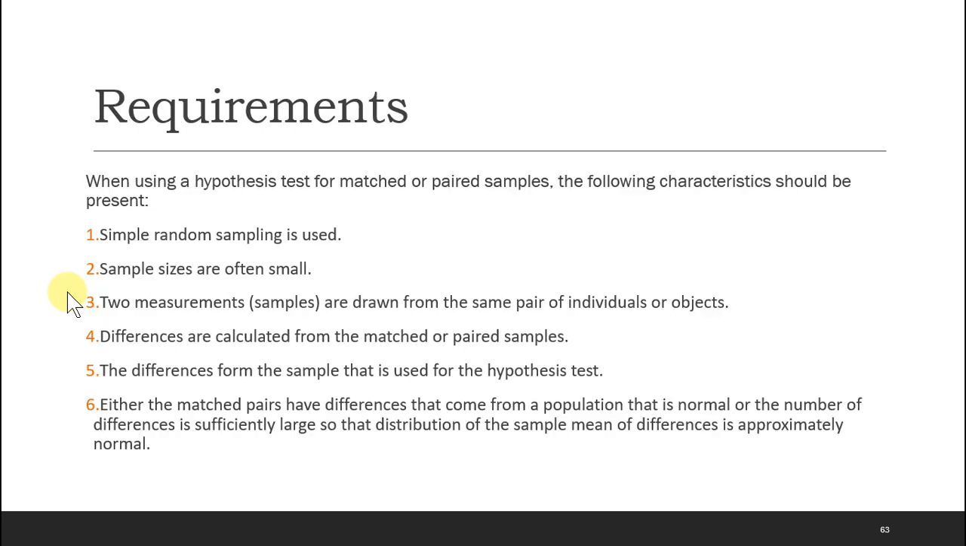So there are some requirements for using this. You need to have a simple random sample. Sample sizes are typically small when you do this. You're going to have two measurements drawn from the same pair of individuals or objects. Differences are calculated from the matched or paired samples. The differences form the sample that is used for the hypothesis test. And either the matched pairs have differences that come from a population that is normal, or the number of differences is sufficiently large so that the distribution of the sample mean of the differences is approximately normal.